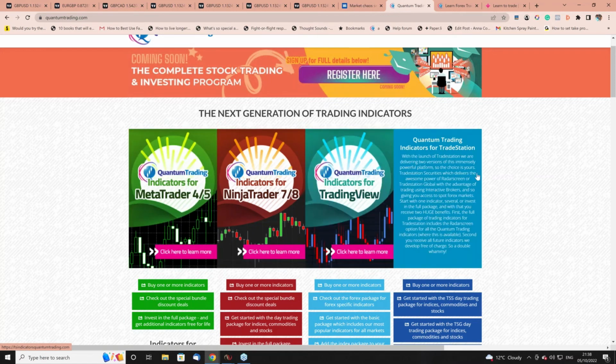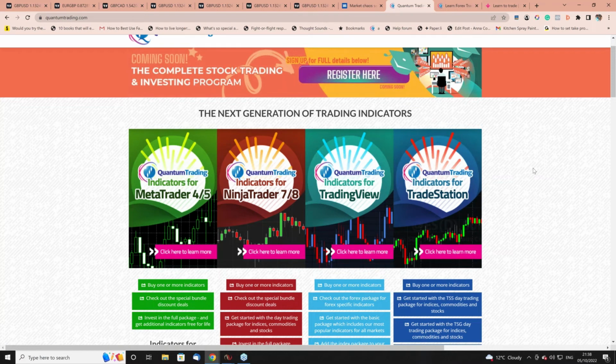TradingView, TradeStation, we're currently obviously fully committed to developing the stock trading program. We are actually developing new indicators. We're focusing on NinjaTrader to start with, but those 2, 3, 4 indicators that we develop there will ultimately be rolled out onto the other platforms if they can accommodate them. I think they can.